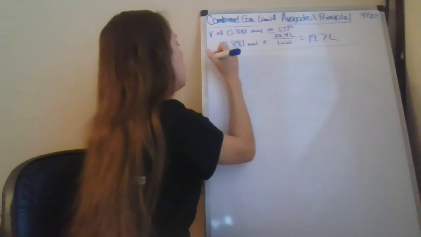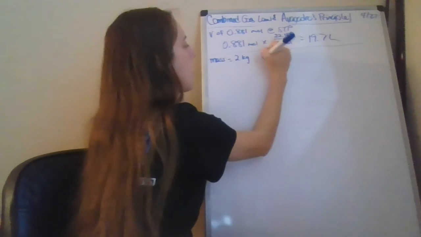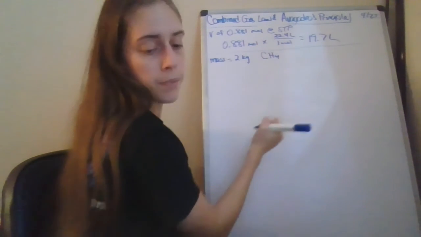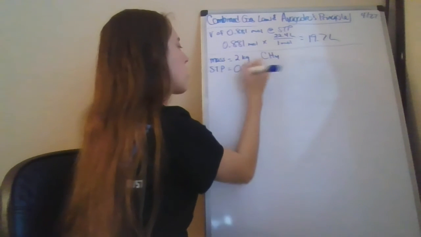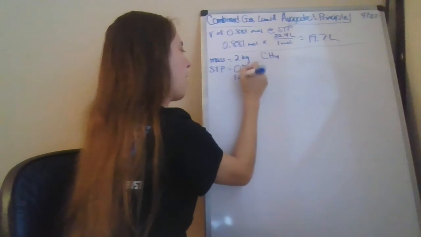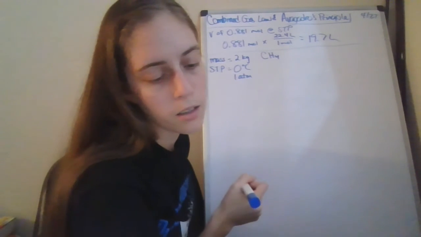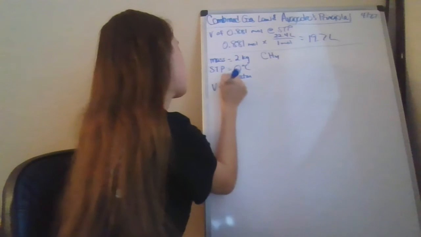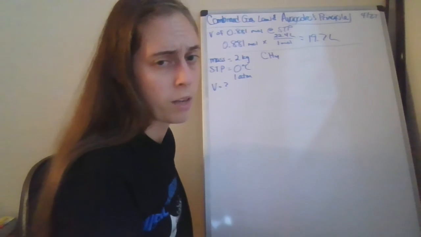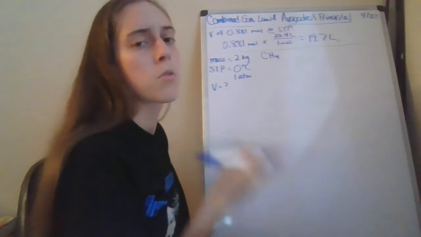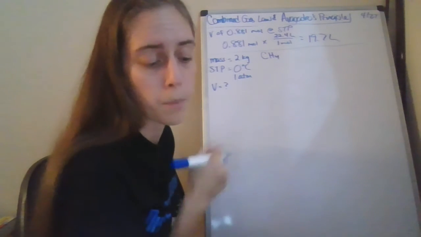All right, so our mass equals 2 kilograms. It's methane, so it's CH4. It's at standard temperature and pressure, 0 degrees Celsius, 1 atmosphere pressure, and we want to calculate the volume. We have mass, and we have no way of going from mass to volume. We only have ways of going from moles to volume. So we need to take mass to moles, so then we can take moles to volume.